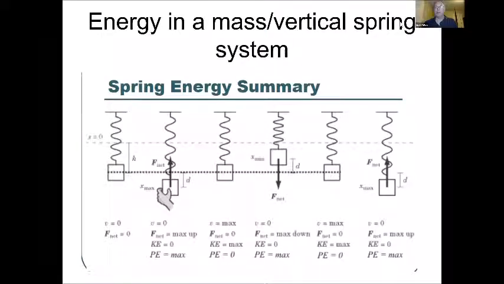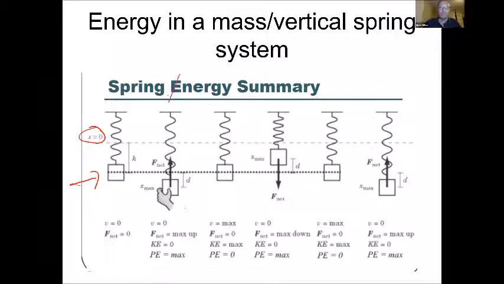So here's another picture of a vertical spring scenario. The dotted black line represents the equilibrium position. You can see that in this first picture, we're at equilibrium. The displacement, x, is 0. Right now, the object is not moving, and there's no net force acting on it. Now we grab the object and pull it down just a little bit.